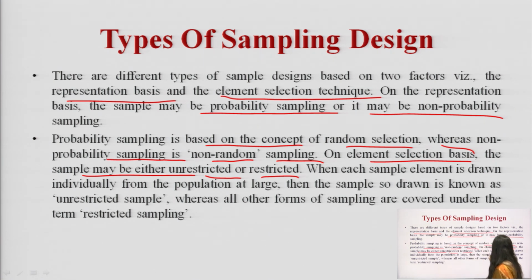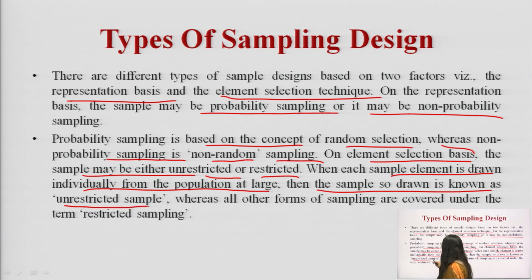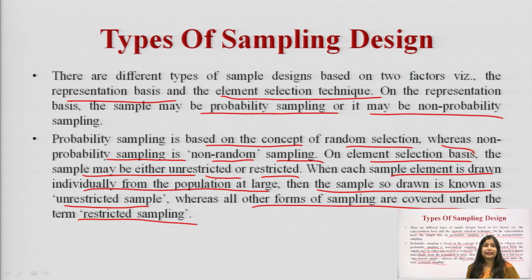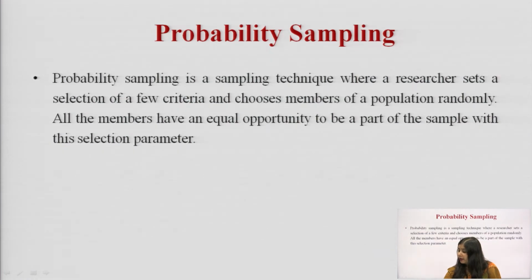When each sample element is drawn individually from the population at large, the sample so drawn is known as an unrestricted sample, and all other forms of sampling are covered under the term restricted sampling. When there is a certain restriction in the sampling, that is restricted sampling, and when there is no restriction in selecting the sample, that is unrestricted sampling. But basically our sampling is divided broadly into two parts: probability sampling and non-probability sampling.